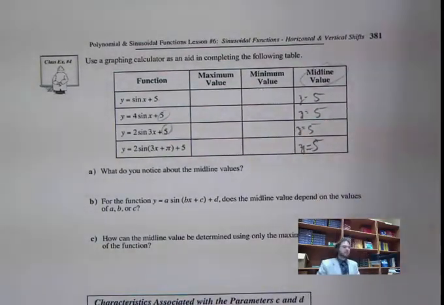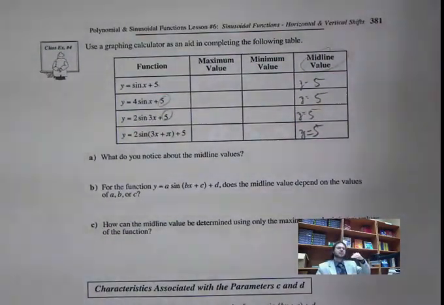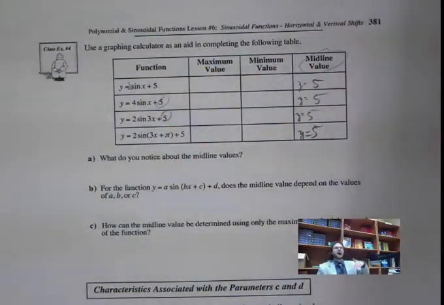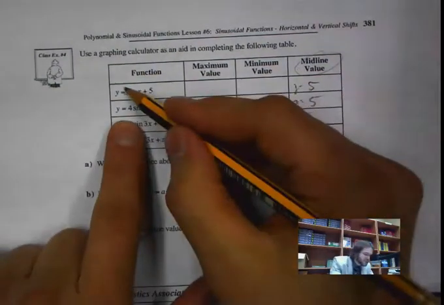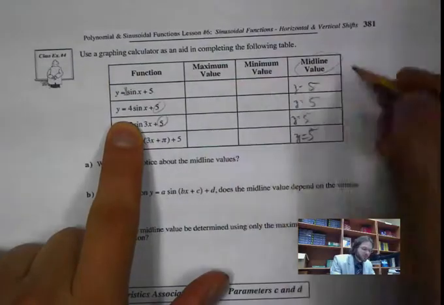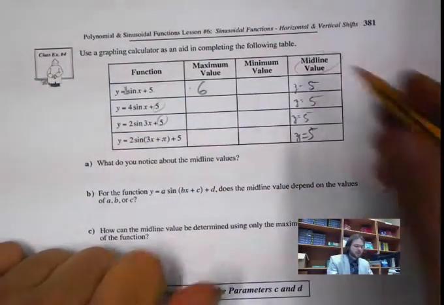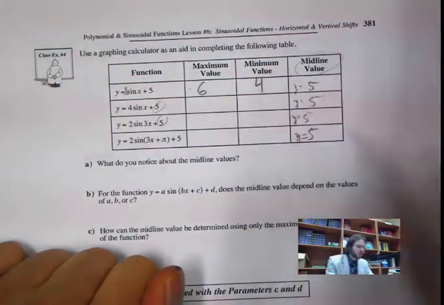Now, next one says my maximum value. Well, if you remember, my maximum value has to do with my amplitude. My amplitude tells us, this one that's 1, there's an imaginary 1 there, how far away from the midline it goes: the maximum height above the midline, and the minimum, the farthest below the midline it goes. So in this case, it is 1. So my maximum value is going to be 5 plus 1, which is 6. My minimum value is 5 minus 1, which is 4.